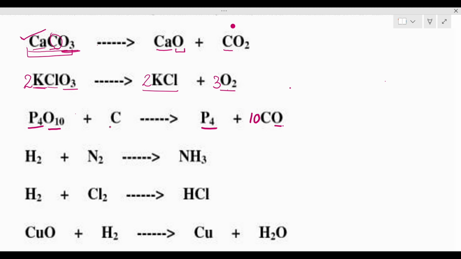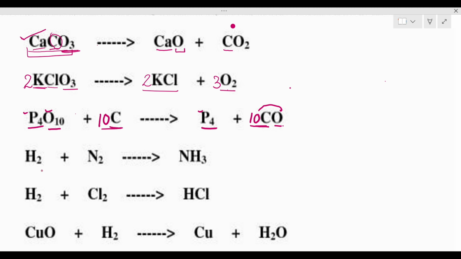We have 1 carbon here, but now the number of carbon has increased to 10 on the product side. So on the reactant side, we're simply adding 10 carbon to make it equal. Now you can see there are 4 phosphorus, 10 oxygen, 10 oxygen, 10 carbons, 10 carbons. So the equation is finally balanced.